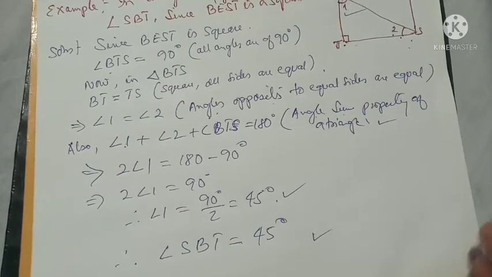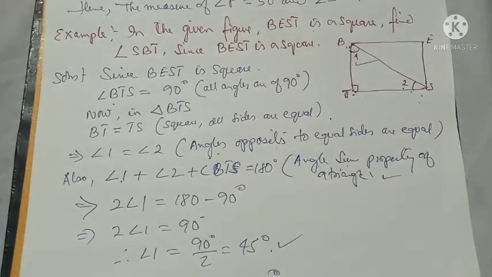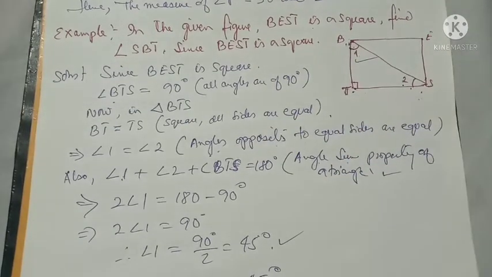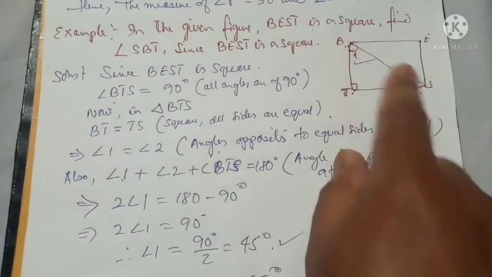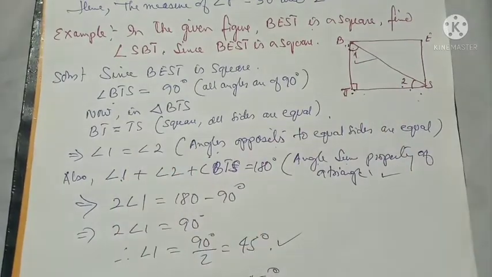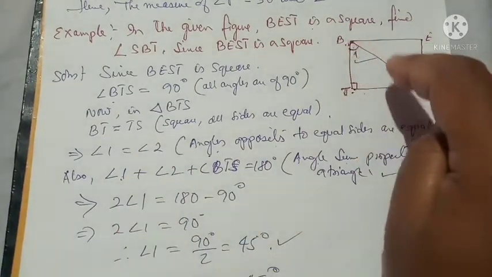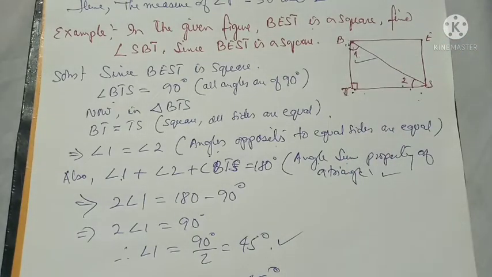This is how we have to find out the solution for this given figure, and how to find out we have done here. First, you have to take only this side, this angle, and we have to find out angle SBT. So next we will have another example.